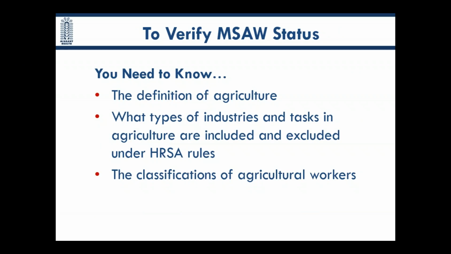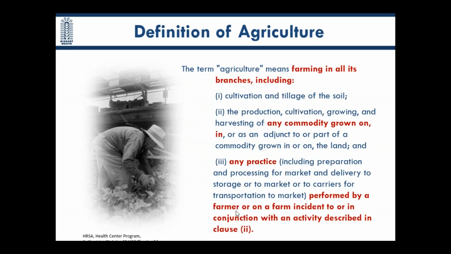So when we talk about verifying MSAW status, we need to know the definition of agriculture, what types of industries and tasks in agriculture are included and excluded under HRSA's rules, as well as the classification of ag workers. And we'll go over each of those. So this is the official definition of agriculture, and we've highlighted in red the parts that we want to really stress to you. But basically, agriculture in definition includes farming in all of its branches. So it can include crop production, animal production, aquaculture, and support activities related to those three.